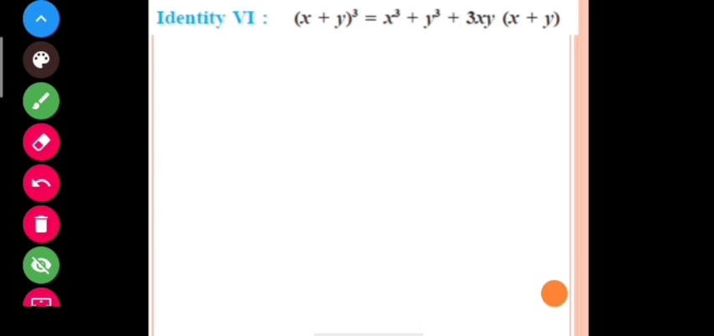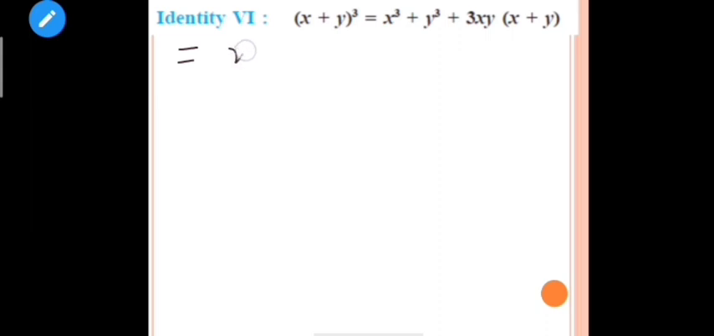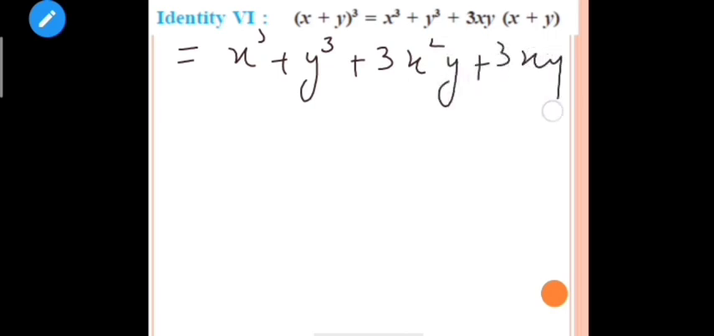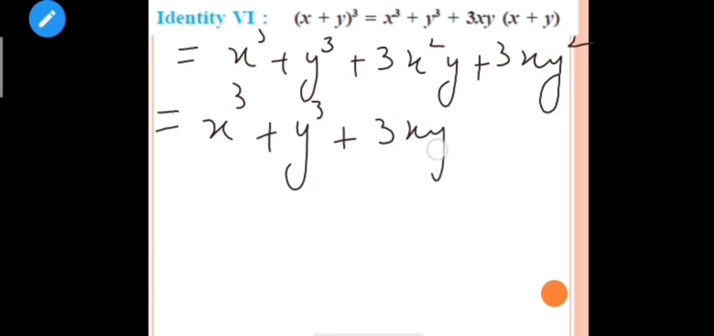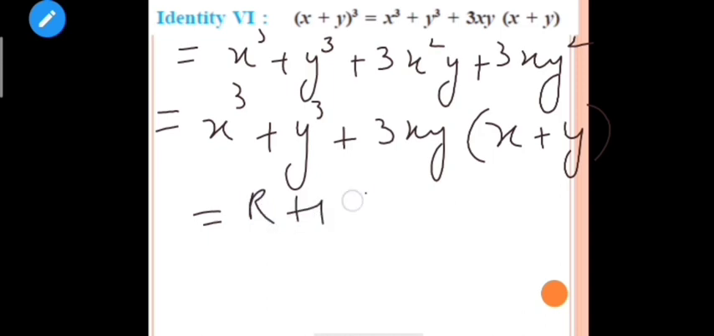Okay, what I'm going to do, we have reached here, that is x cube plus y cube plus 3x square y plus 3xy square, right? In the previous slide it is like this. So x cube plus y cube I will write the same as it is, and I will take 3xy common in both the terms. So here I will get x and here I will get y. This is RHS. So LHS is equal to RHS here, and you got the result.